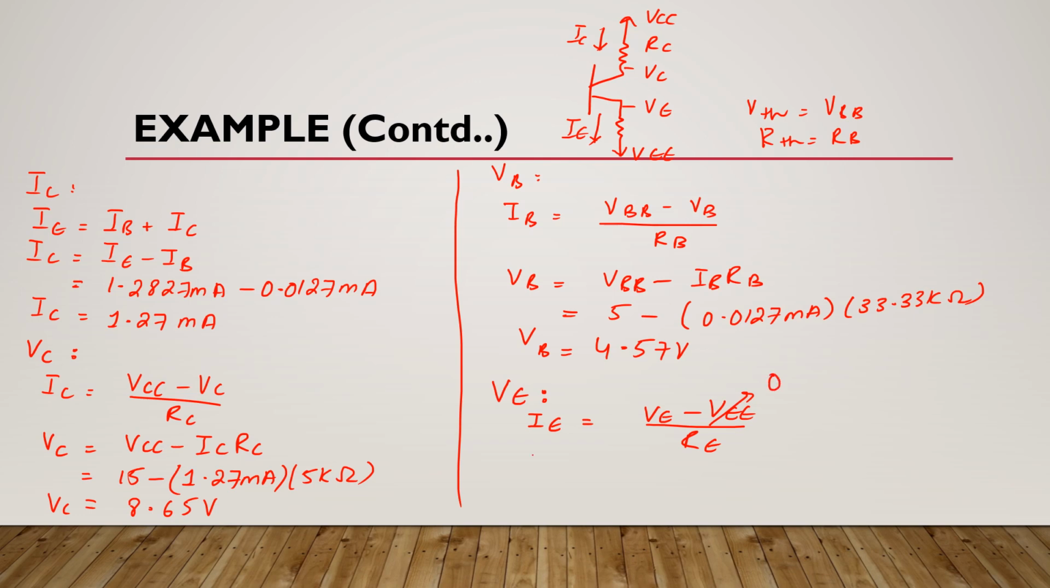It means now VE is equal to IE RE, and we know that IE is 1.2827 milliamperes and RE is 3 kilo ohms. So after solving this, you will get VE is equal to 3.8 volts. Okay. So now you have calculated all the terminal currents and nodal voltages. So this is your answer.